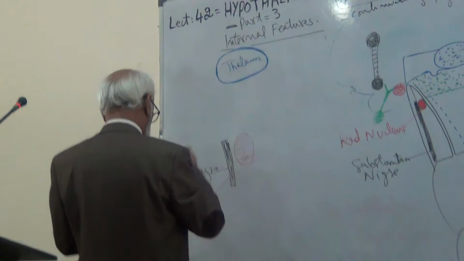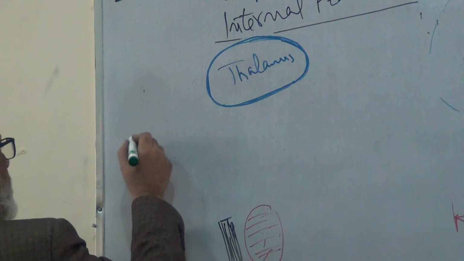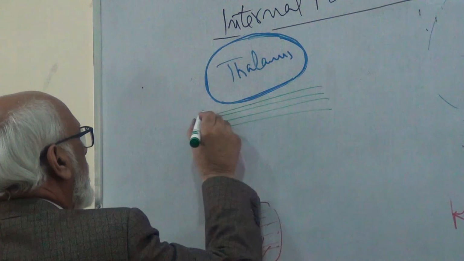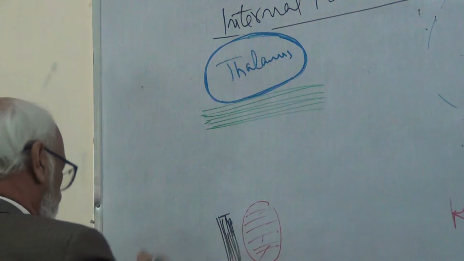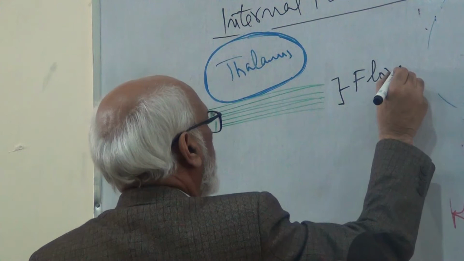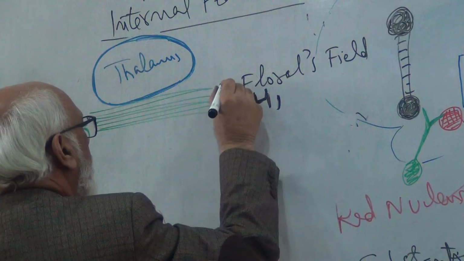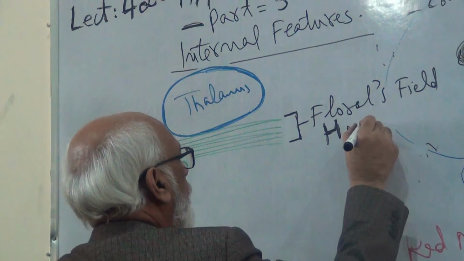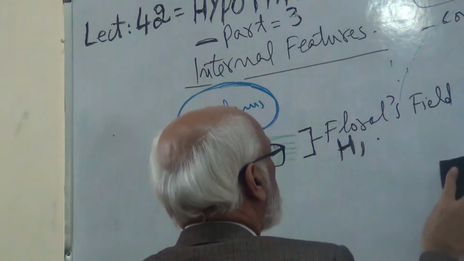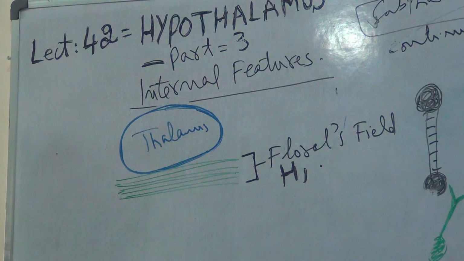So first of all, there is a layer of nerve fibers just below the lateral part of the thalamus. This is known as Forel's field H1. It comprises of nerve fibers.